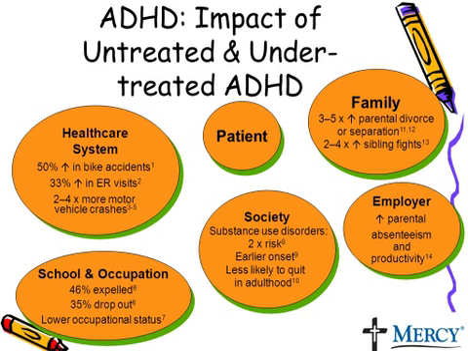What about school and occupation? Well, with untreated ADHD, they're 46% more likely to be expelled, 35% more likely to drop out. They're going to have lower occupational status in life. In society, we talked about substance use disorders of untreated or undertreated. They're 2 times more likely to have substance use disorders. They're the kids that try things out earlier, and they're less likely to be successful in quitting in adulthood.